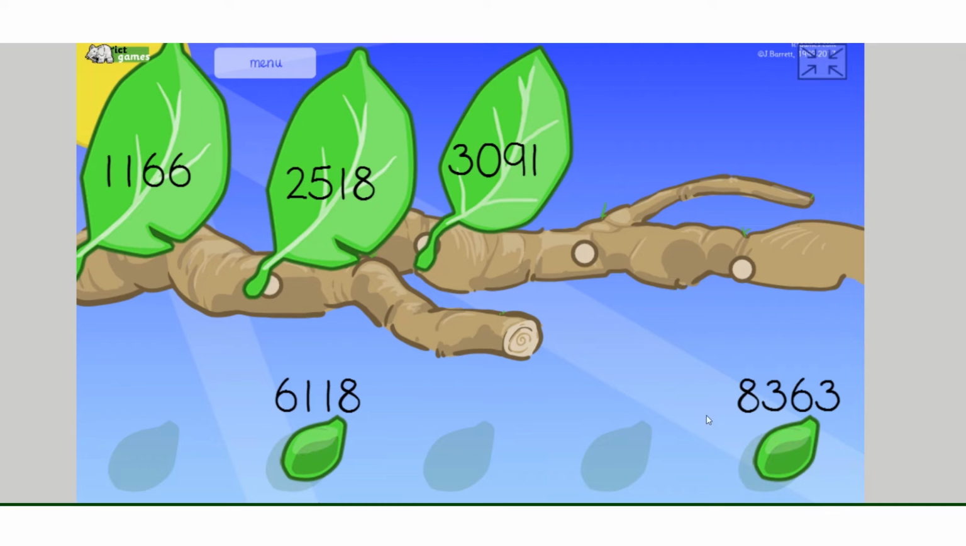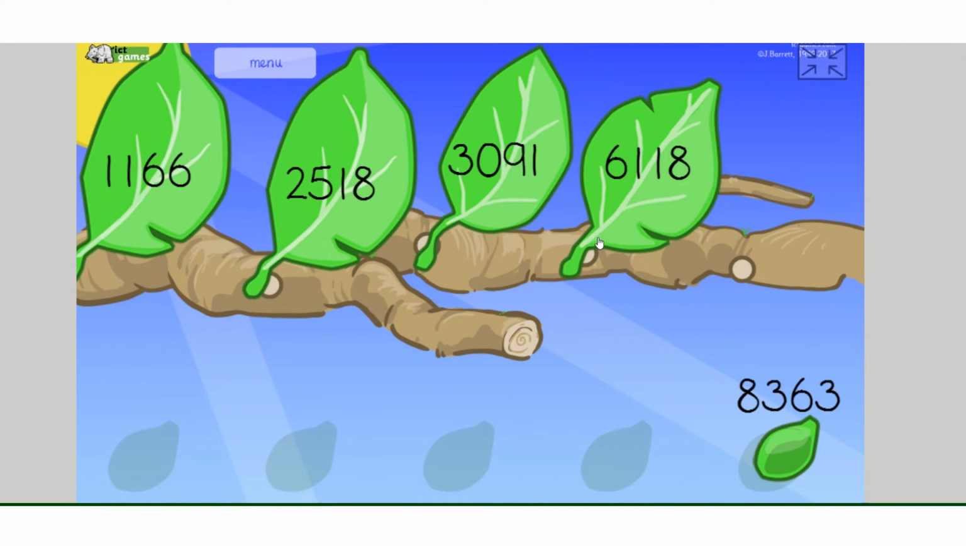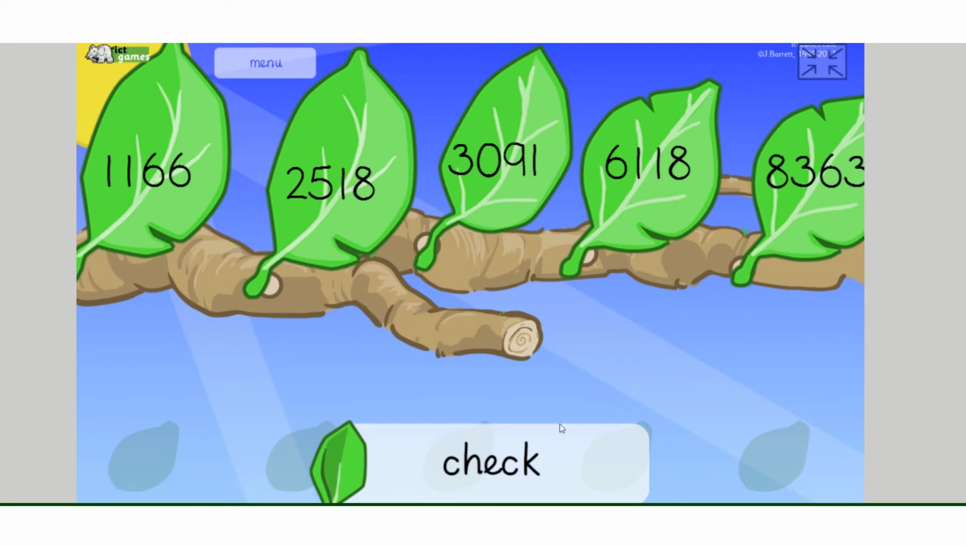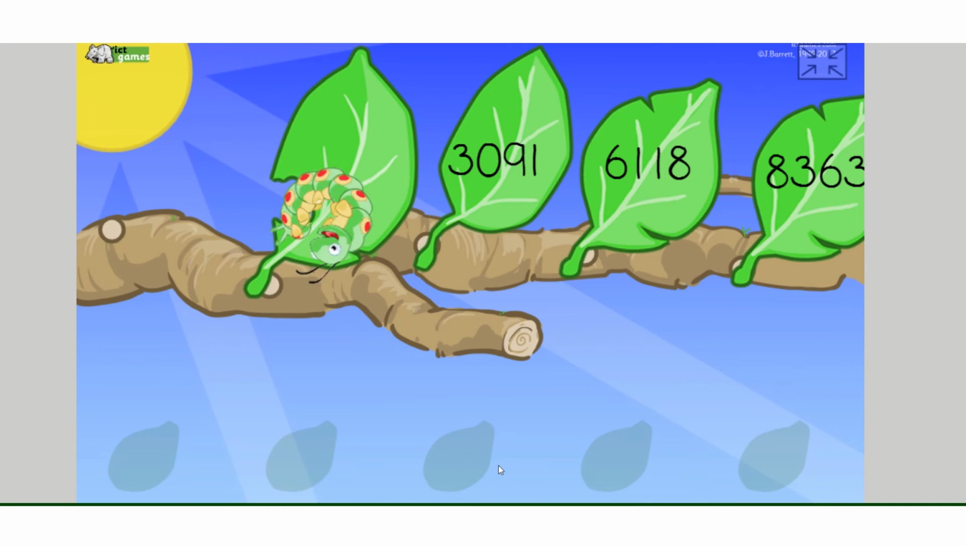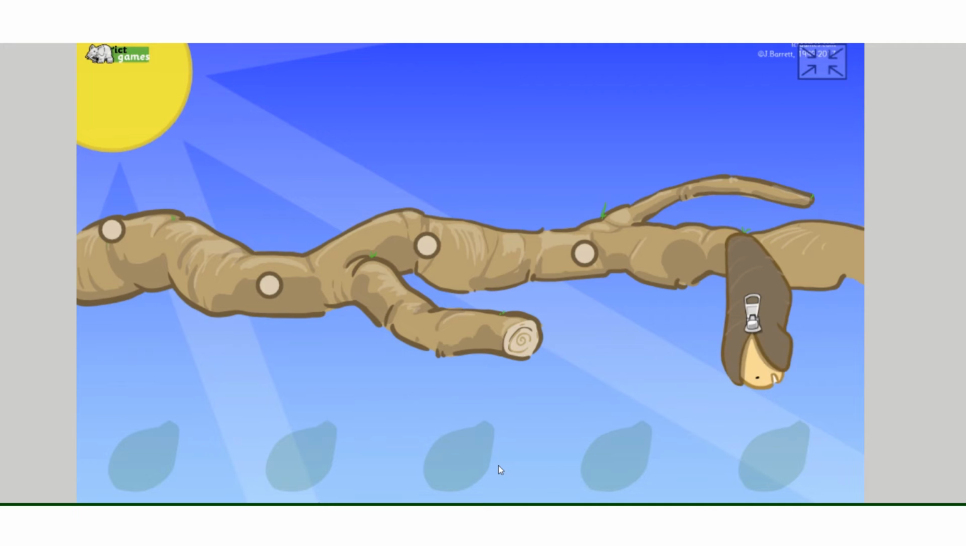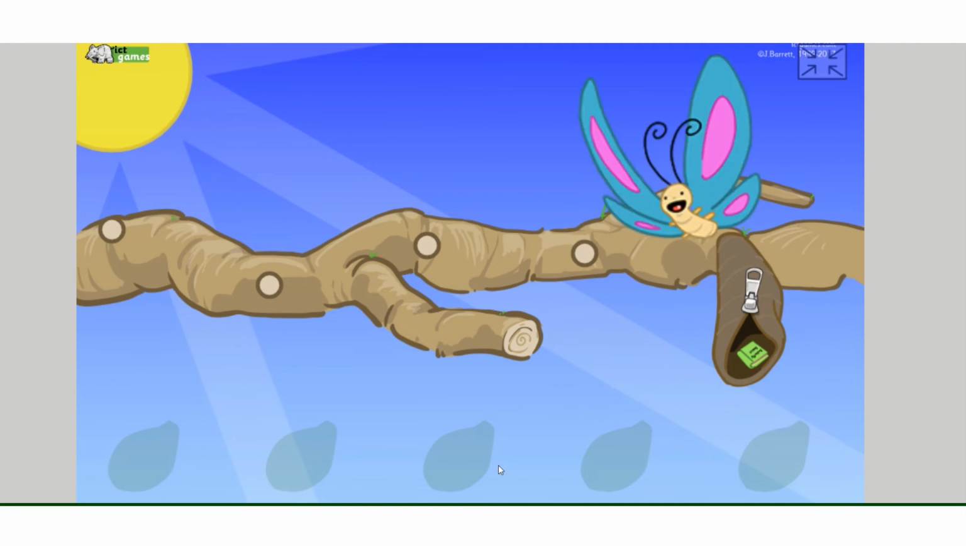And then I'm choosing between 6,000 and 8,000. Well, 6,000s are smaller than 8,000s, so 6,118 is next. And the largest number here is 8,363. Let's check if I was right. The caterpillar eats through all the leaves and turns into a beautiful butterfly, meaning I was correct.